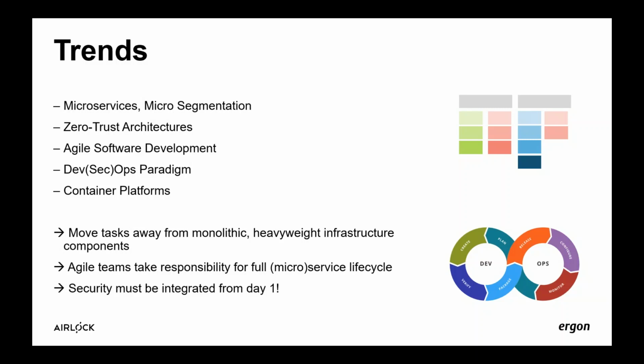Usually an agile team has responsibility for a microservice or a service life cycle from start to end. It means starting from the development until the deployment. What's recommended is that you integrate security from day one. So it makes sense to give them the security components in the development environment so they can develop against those security components.